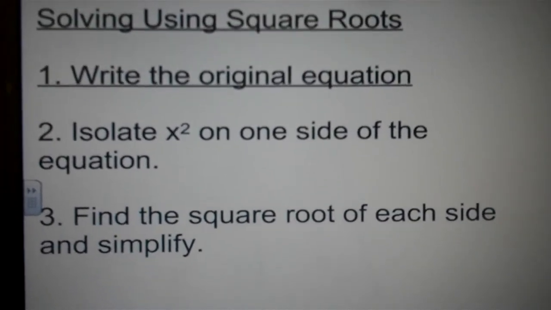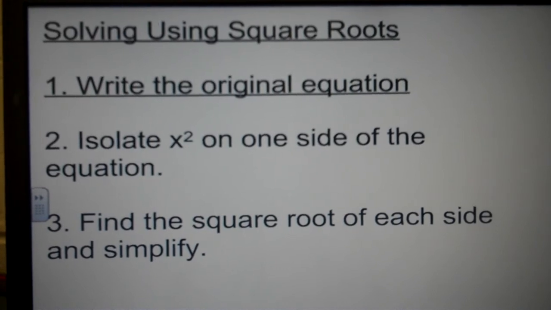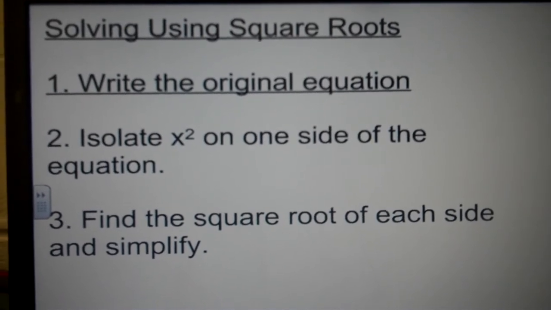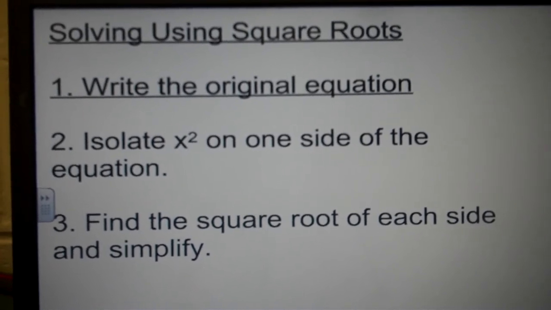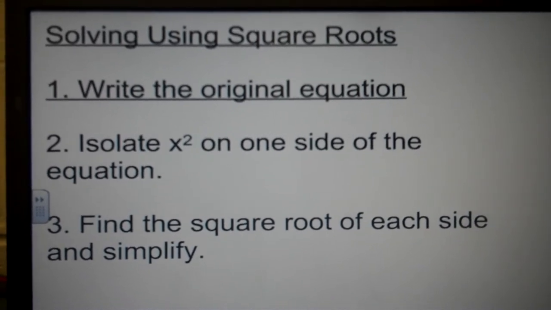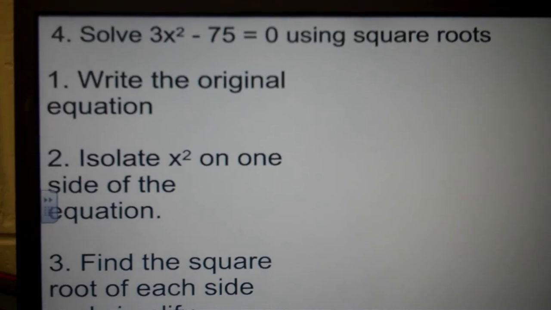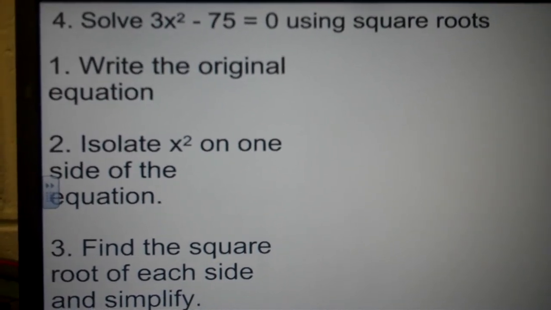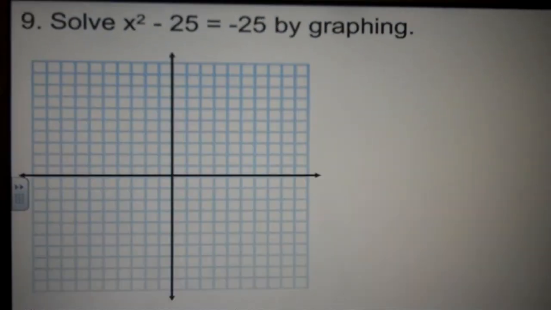Now, write this down. Solving using square roots. So 1, you write the original equation, you isolate x squared on one side, and then you find the square root of each side and simplify. So we'll do this example in class. These are all examples.